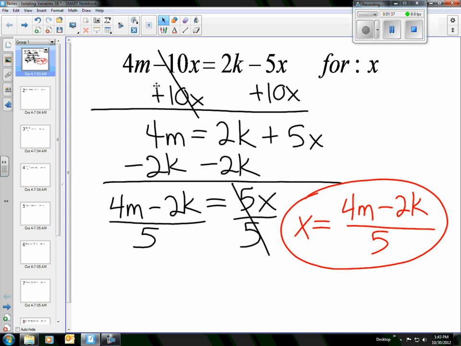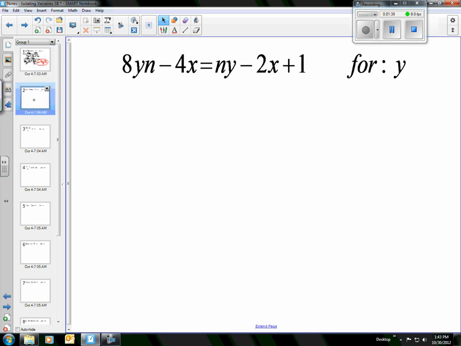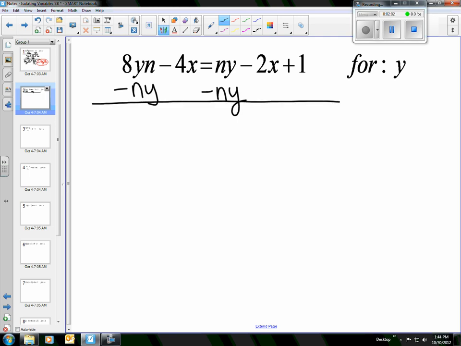Now let's look at your notes for number 2. Number 2 here, we're solving for y. So again, we want to get all the terms with y in them on one side of the equation, and anything without a y we want to get on the other side of the equation. So here we want to get the ny with the 8ny. So I'm going to go ahead and subtract ny from both sides. And this would give me 7ny minus 4x equals negative 2x plus 1.